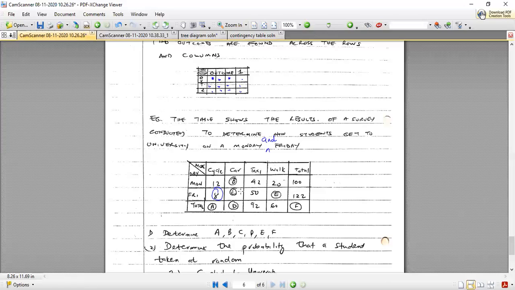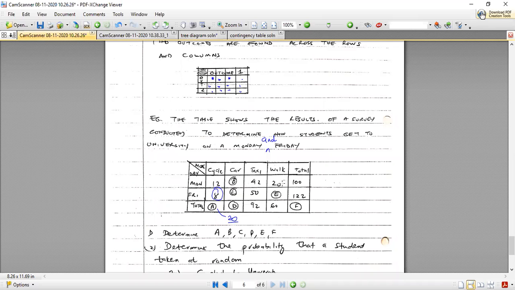If you look at your rows and columns, it would be easy. It's like playing noughts and crosses, I would say. So to determine A, we have 12 and 8. So obviously the total to find A is 12 plus 8, which is 20. So we get the idea that we need to add the columns or the rows to get to our total.